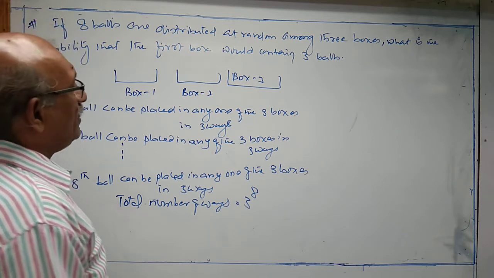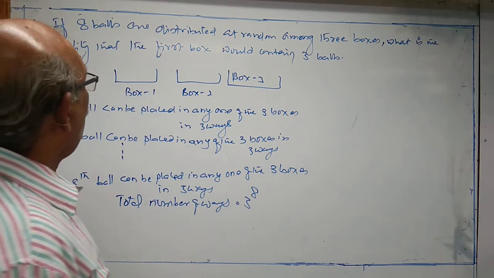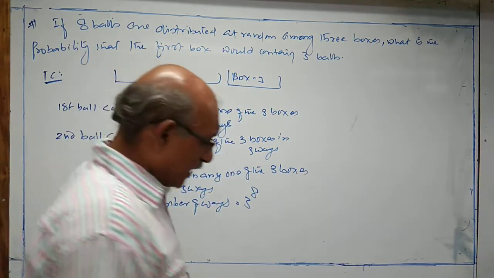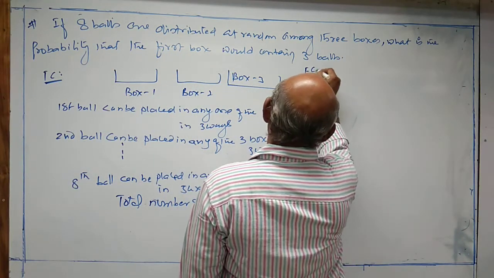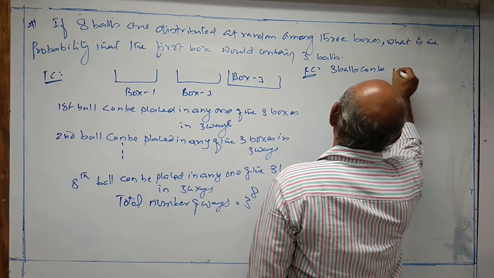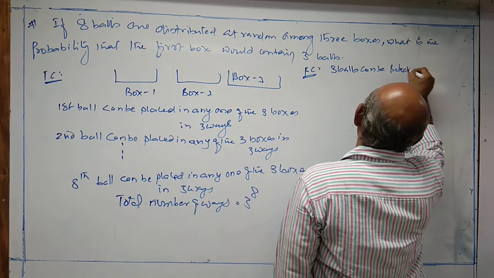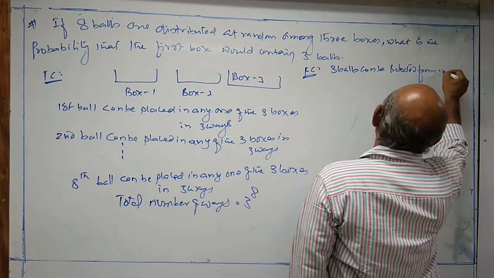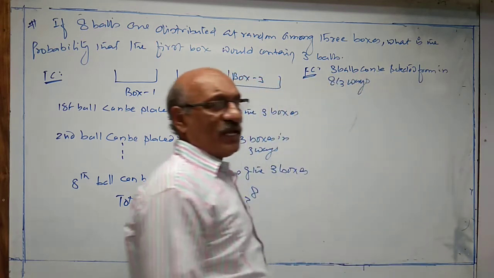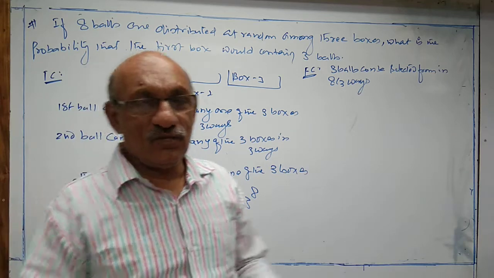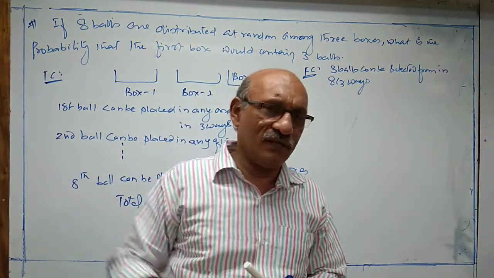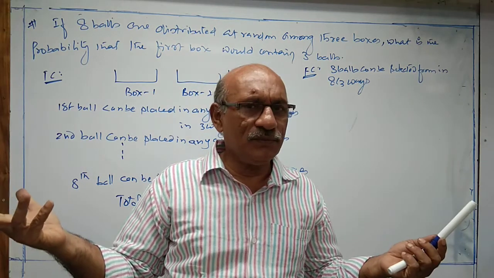Now look at the favorable case. What is the probability that the first box will contain 3 balls? So favorable cases: 3 balls can be selected from 8 in 8C3 ways. Why am I selecting 3 balls? Because I have to put 3 balls in box number 1. Any 3 balls you can put.